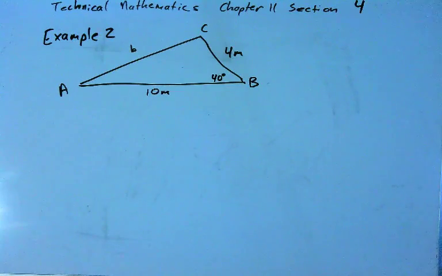This is example 2. It says the Sanchez family wants a northern skylight built into the roof line of their house as shown in the figure, and I've drawn it here. The windows for the skylight are to be 4 meters long and make an angle of 40 degrees with the horizontal.